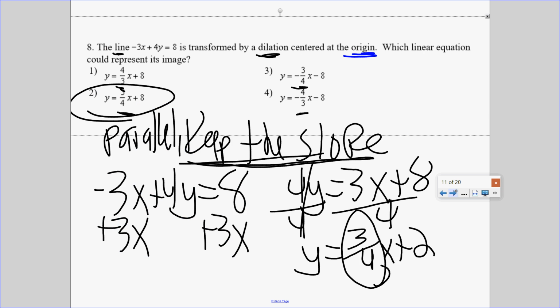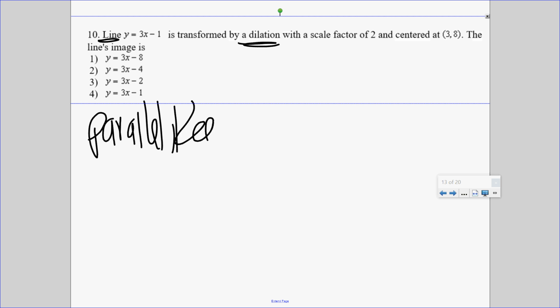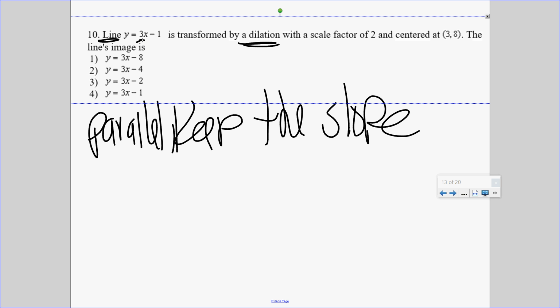A lot of little conceptual pieces, but once you have those little conceptual pieces, you're good. Line dilation, parallel, keep the slope. The slope is 3, so my answer must have a slope of 3. That doesn't really help me here because all 4 choices have a slope of 3, but I know the slope has to be the same. It's centered at 3, 8. It's not centered at the origin, so I'm not multiplying the scale factor and b. Center on the line, sub x and y.